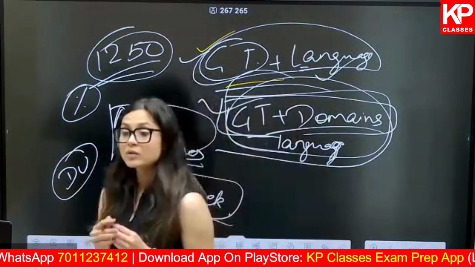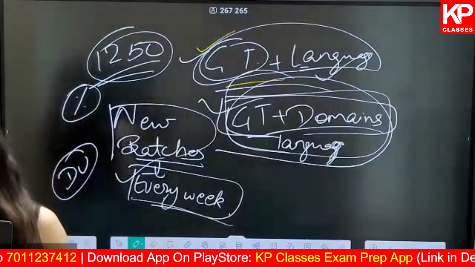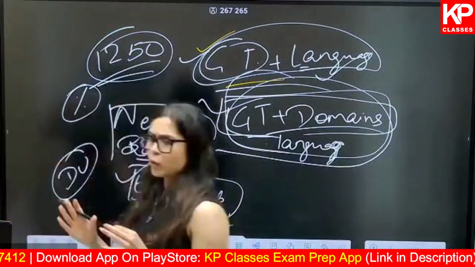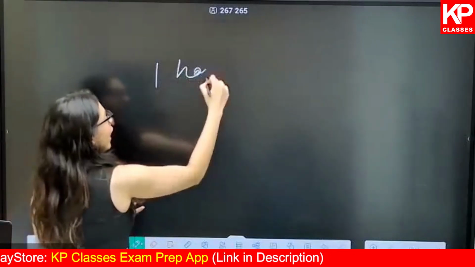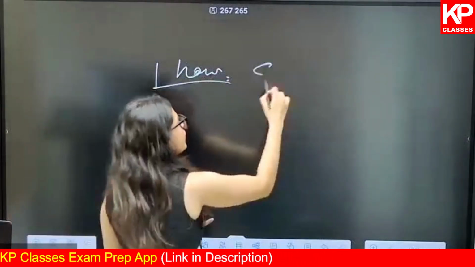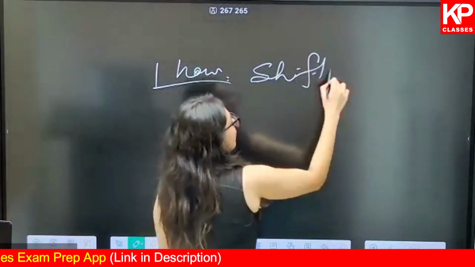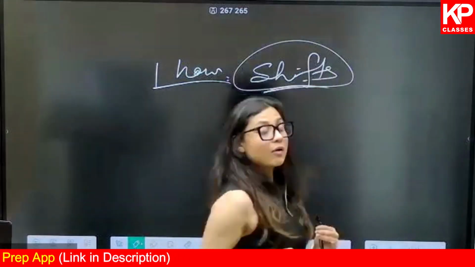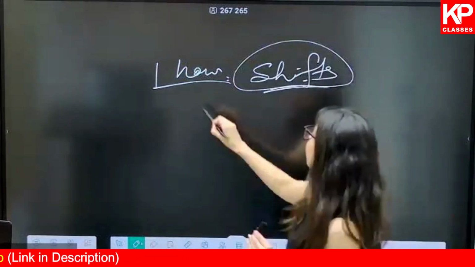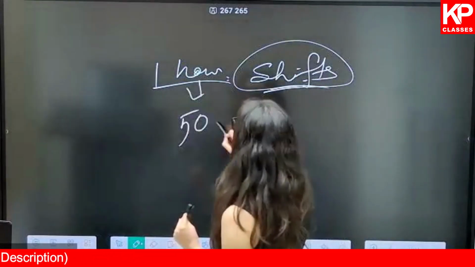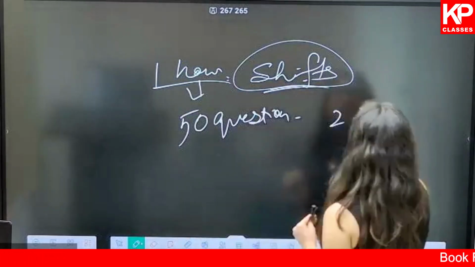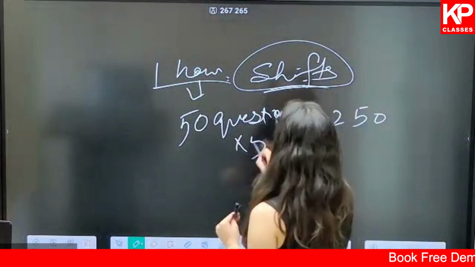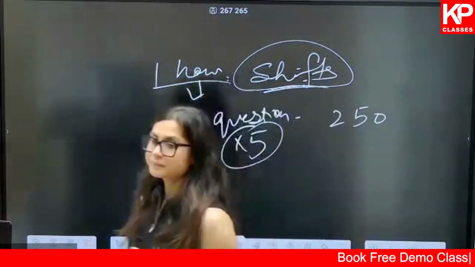Do we have to solve the question paper all at once? No. Every subject you have 1 hour and it will be held in shifts. Every paper will be in shifts. But in 1 hour you have to solve 50 questions and all of them are mandatory. That's why the maximum marks is 250, because every question is of 5 marks.